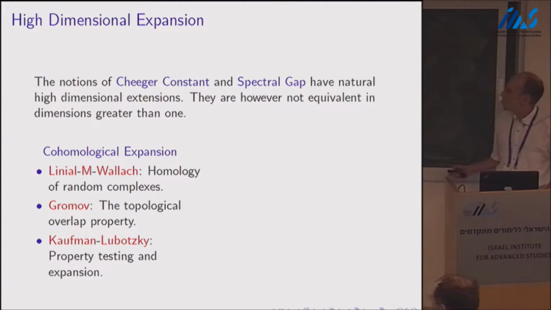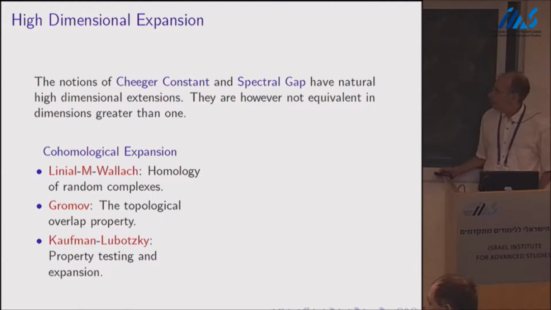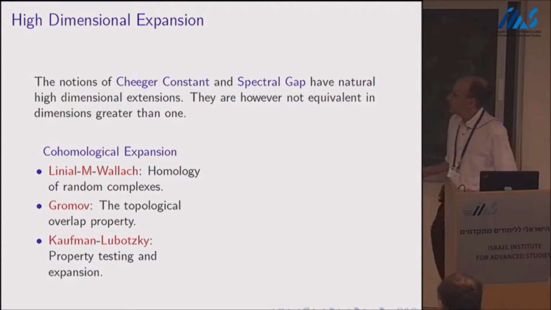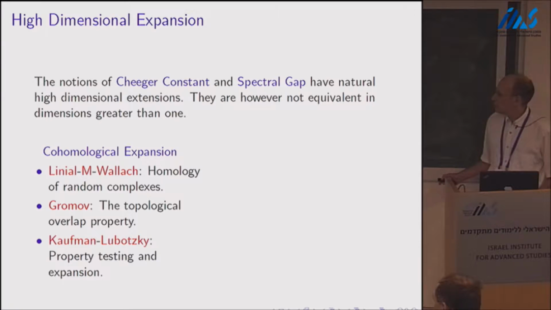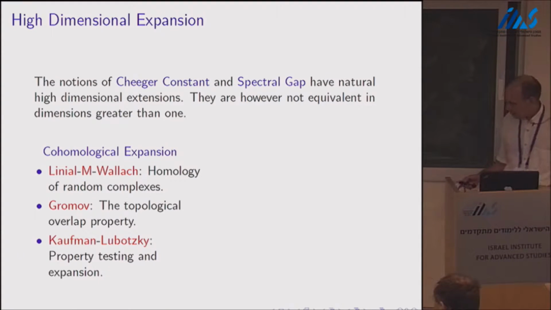So let me say just a few words about the history of cohomological expansion, or coboundary expansion. It first came up independently in work by Nati Linial and me and Roy Meshulam, and by Natan Wallach, concerning the homology of random simplicial complexes, and in Gromov's celebrated work on the topological overlap property. And it turned out later to have other connections, notably, for example, Alex and Tali Kaufman noticed that it has a very close connection to what's called property testing in theoretical computer science.